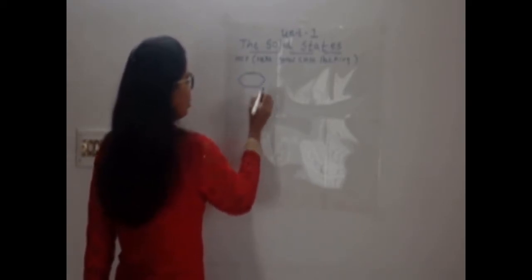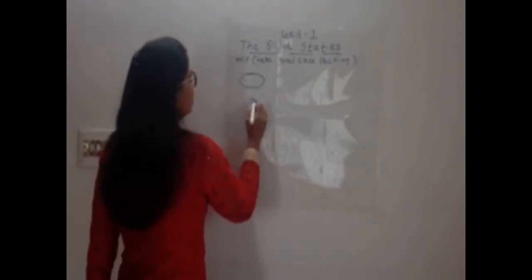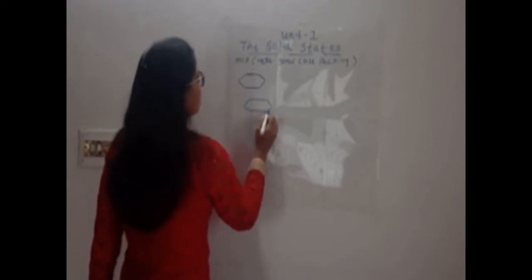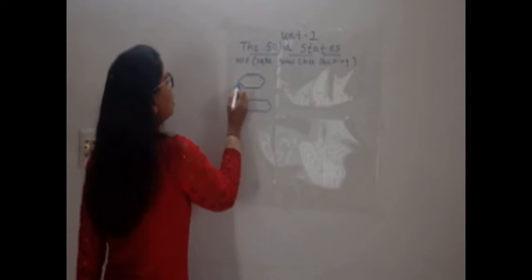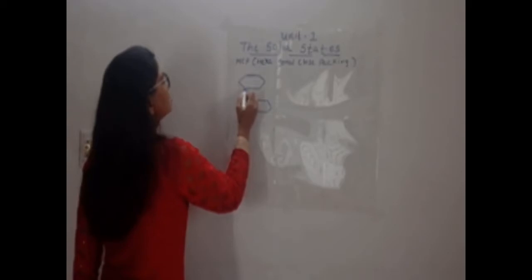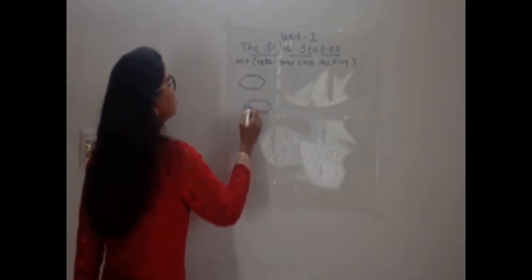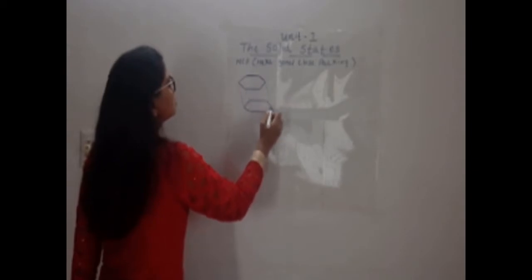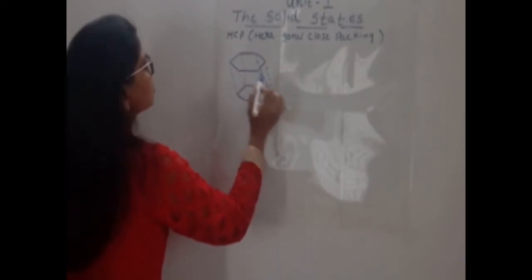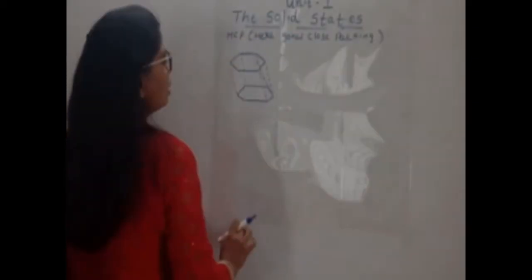Students, I am drawing the hexagonal. Now here, one more. Now we'll try to join all these unit cells with one another. So here you are able to see the hexagonal close packing.